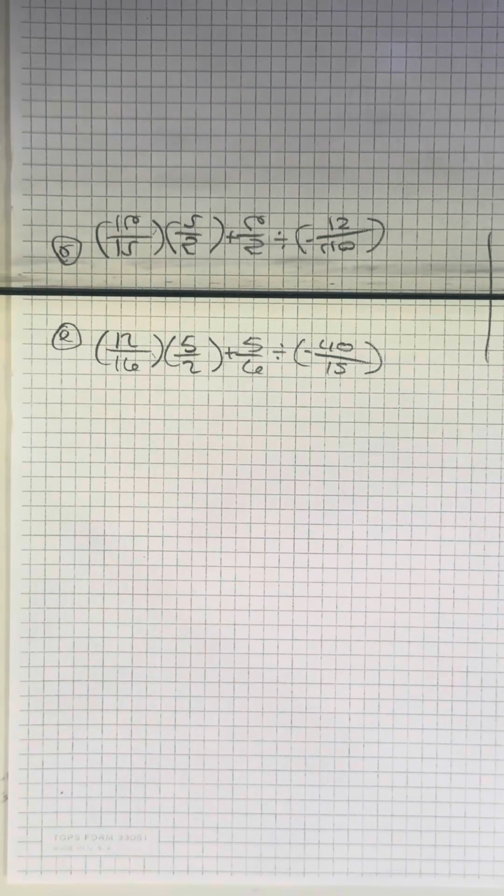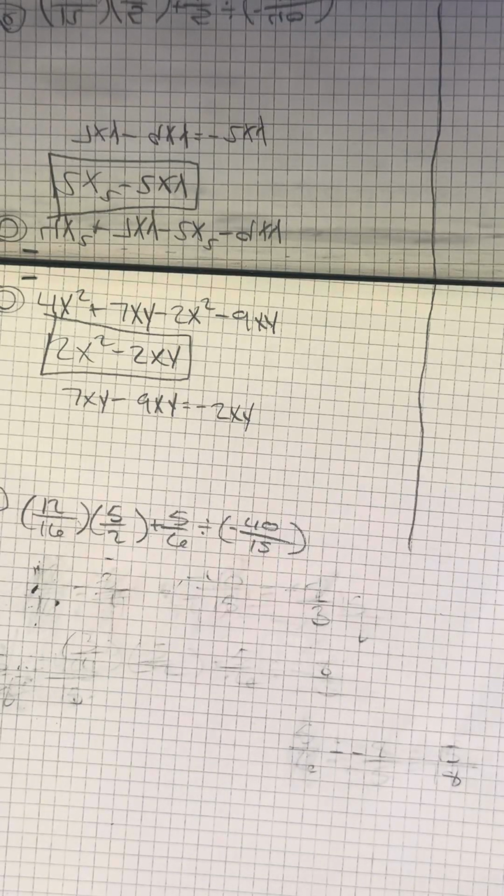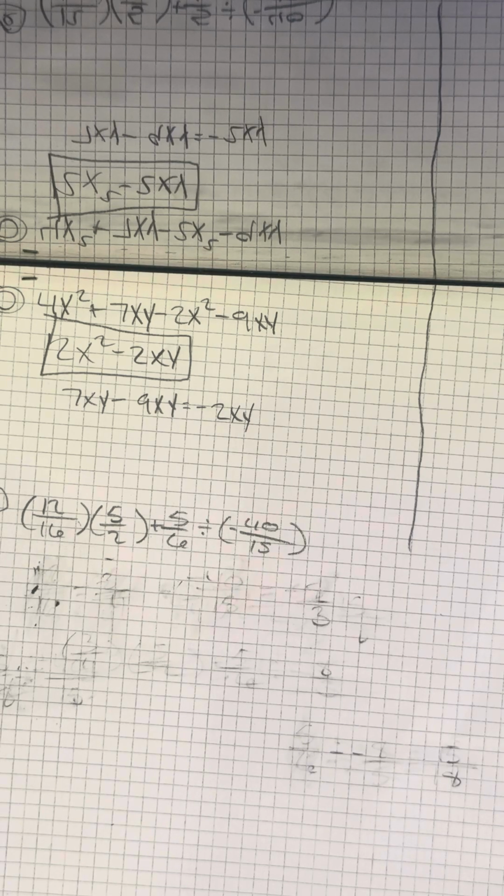All right, question E is asking us to simplify parentheses 12 over 16 times parentheses 5 over 2 plus 5 over 6 divided by parentheses negative 40 over 15. Let's start E. E is asking us to simplify 12 over 16 times 5 over 2 plus 5 over 6 divided by negative 40 over 15.